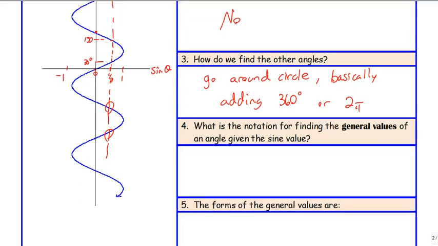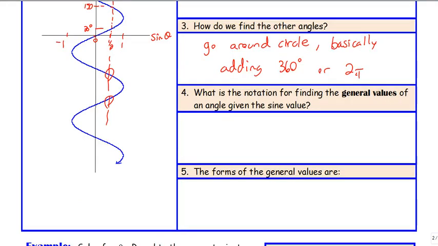Okay? So what's the notation for finding the general values of an angle given the sine value? Okay, here are the notations that we use. The angle itself is equal to little arcsine of the input, or it can look like this, which is something where you take the inverse and find the angle.